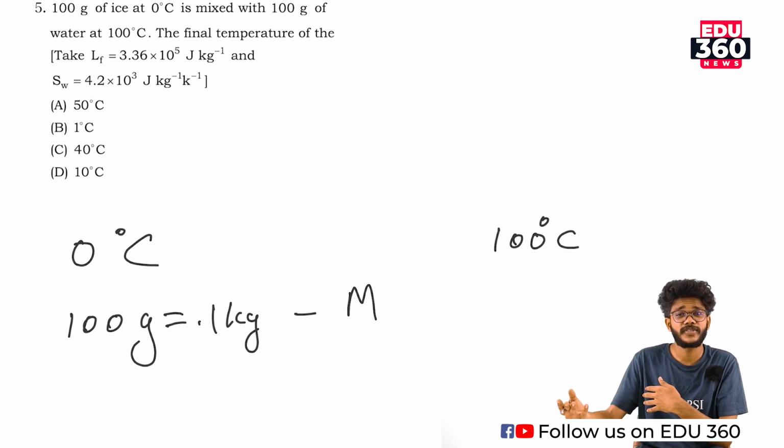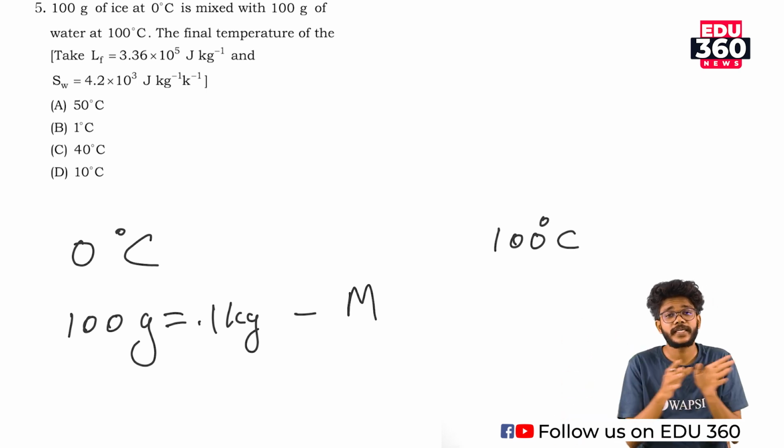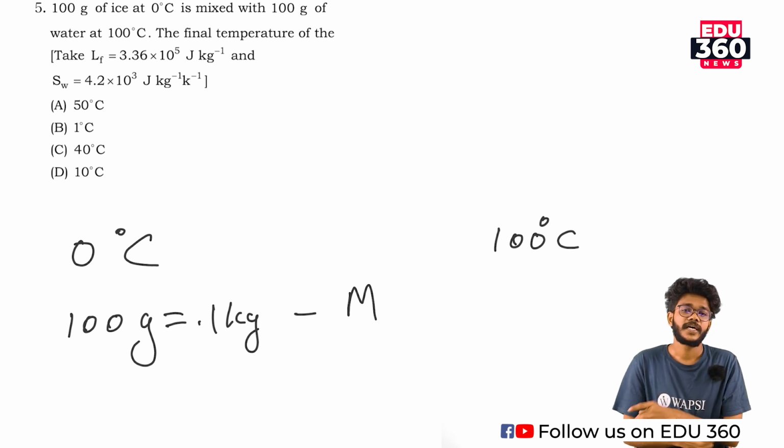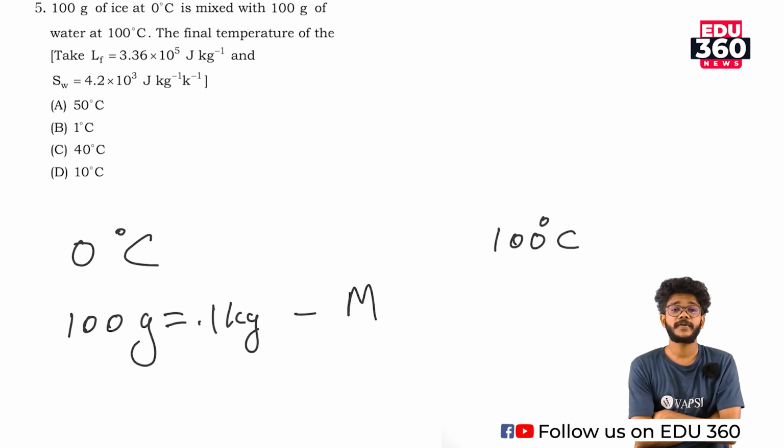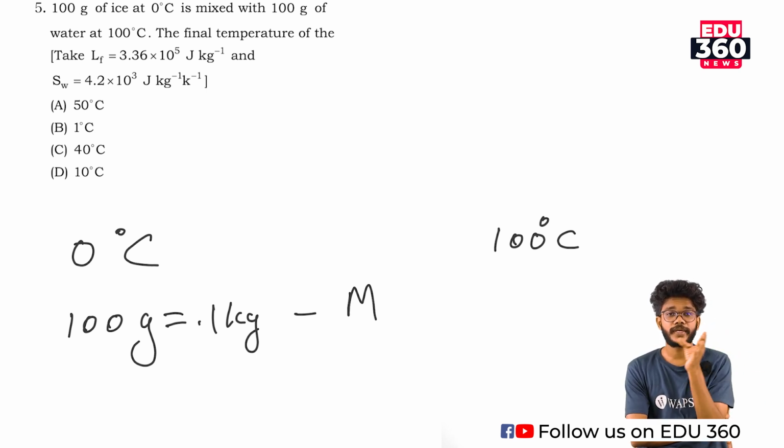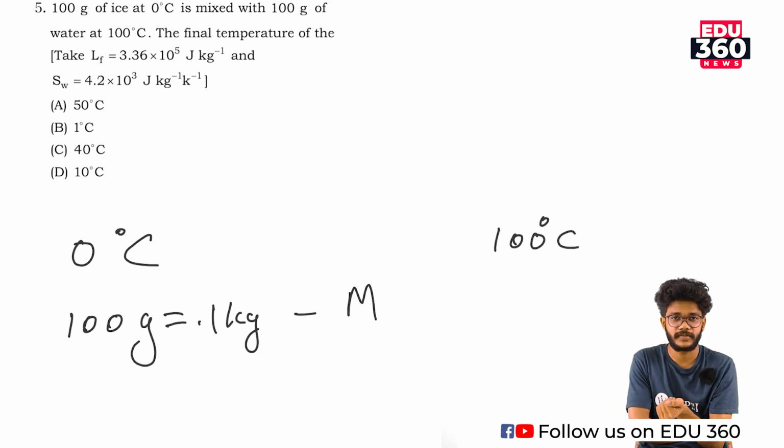The energy is going from the 100 degrees Celsius water to the 0 degrees Celsius ice. First, for what purpose is the energy going? To change the ice from solid state to liquid state at 0 degrees Celsius. No temperature change is taking place there, so the energy is used to change the phase, that means solid to liquid.